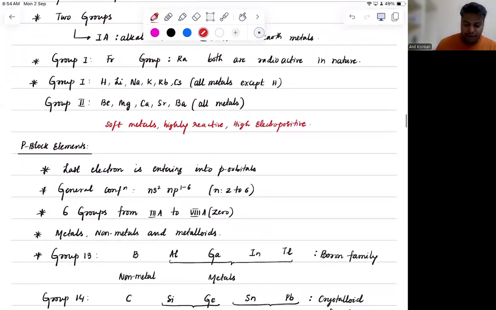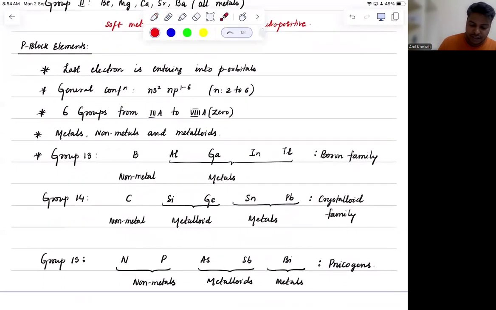When it comes to the p block, this will be where the last electron enters the p orbital. General configuration is ns2 np1 to 6. It starts from 3A to 8A. 8A is also known as the zero group. Then metals we will have, and non-metals we will see, metalloids we will see. Group 13, take boron always as a non-metal, the rest of the four as metals. That will include the boron family: boron, aluminum, gallium, indium, and thallium.